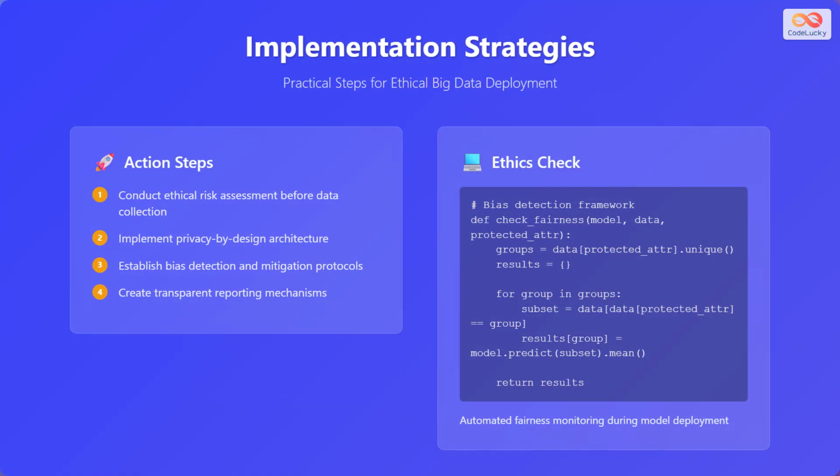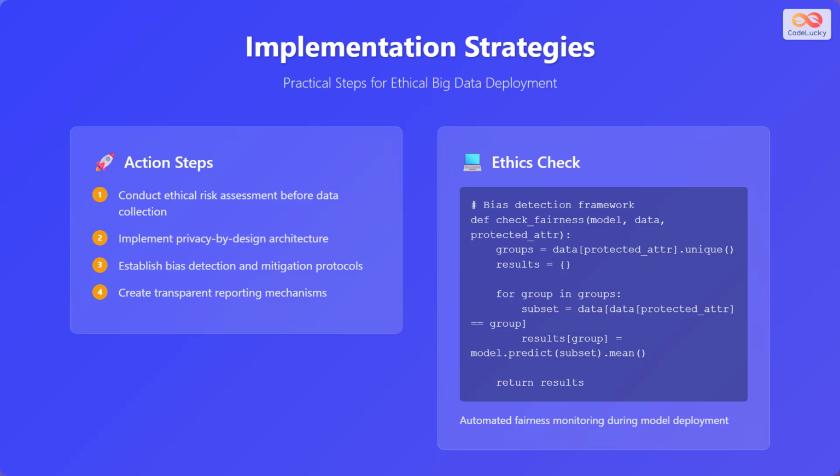Now let's explore the practical steps for ethical big data deployment. Before collecting any data, conduct a thorough ethical risk assessment to identify potential issues. Implement a privacy by design architecture, which means integrating privacy measures into every stage of the system. Establish bias detection and mitigation protocols to identify and correct biases. Create transparent reporting mechanisms to ensure accountability.